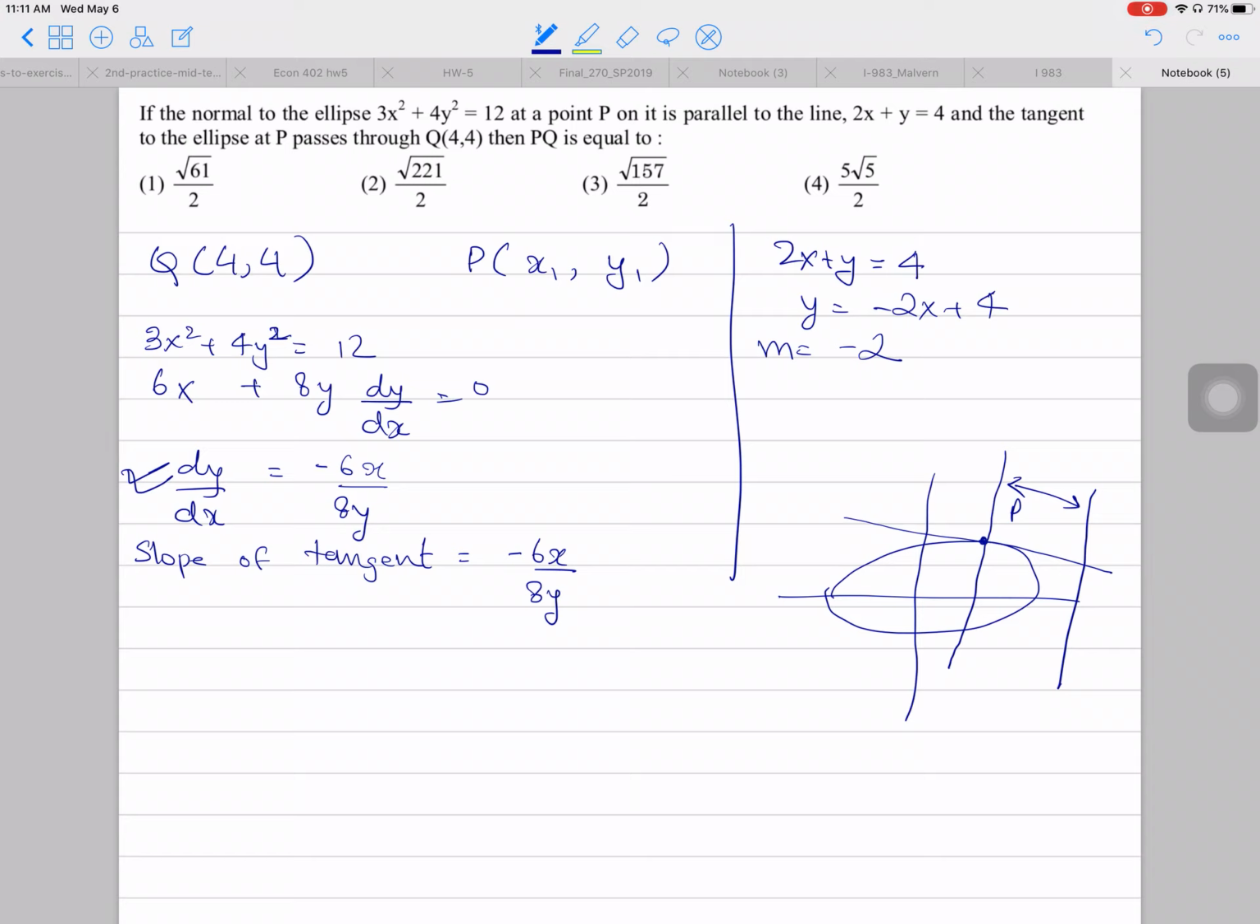So the slope of the tangent, we know for perpendicular lines, m1 times m2 is negative 1. So from this information, we know that the slope of the tangent should be positive 1 over 2. So we know that negative 6x over 8y equals 1 half, which gives us that x equals minus 2 over 3 y. Using this information, we can plug this back into the equation of the ellipse.